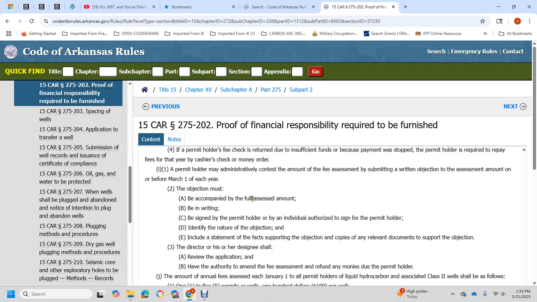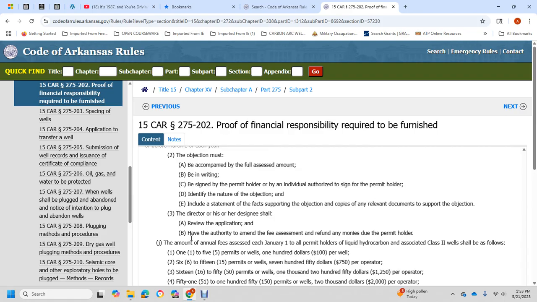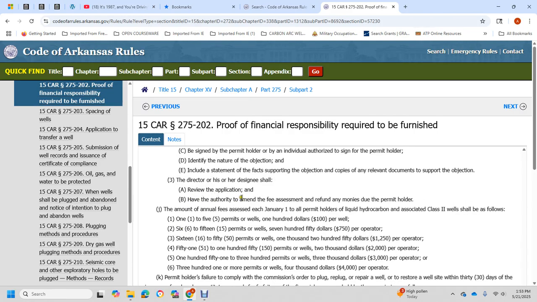The objection must be accompanied by full payment of the assessment, be in writing, and be signed by an individual on behalf of the permit holder, identified with the name of the permit holder. The objection must include a statement of the facts supporting the objection and copies of the relevant documents supporting it. The director or his or her designee reviewing the application has the authority to amend the fee assessment and refund any monies due to the permit holder.